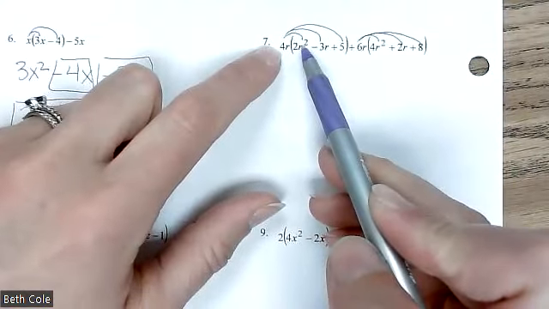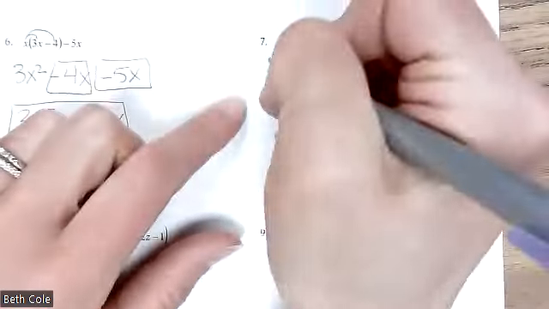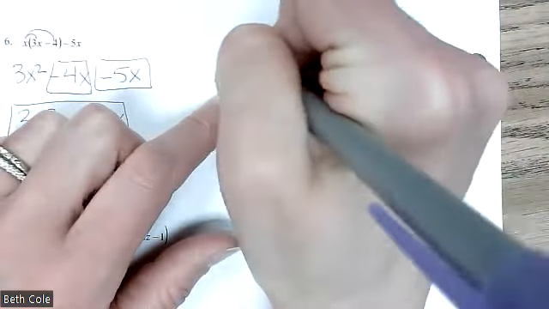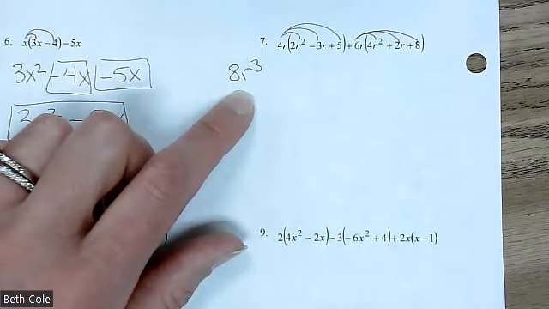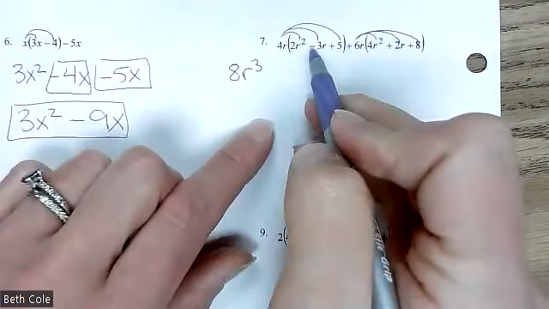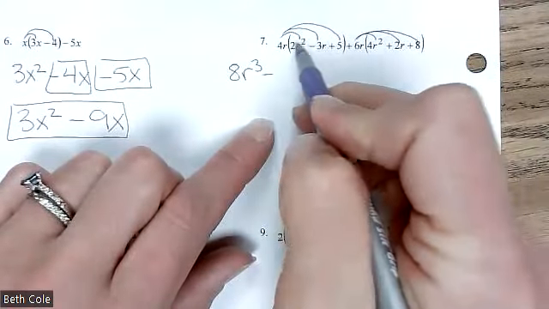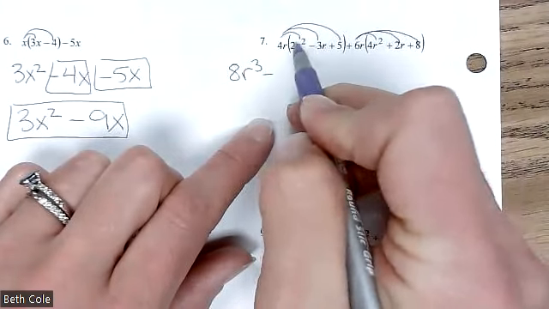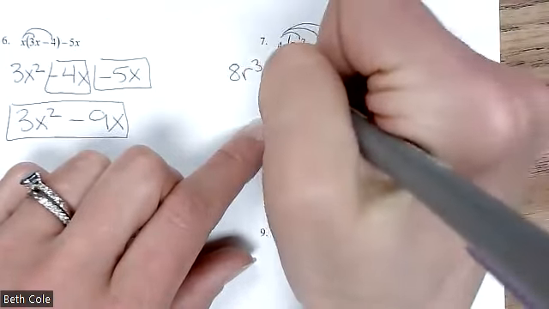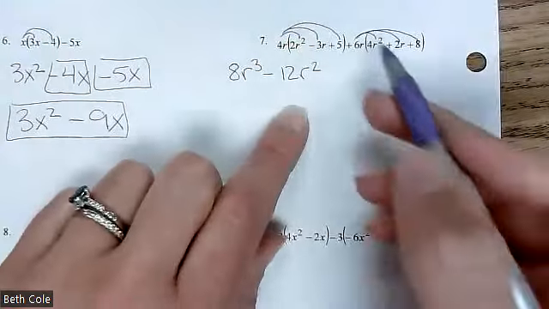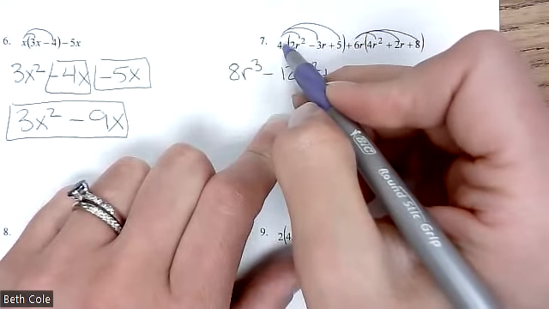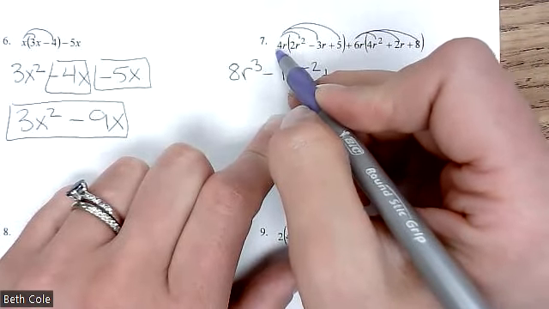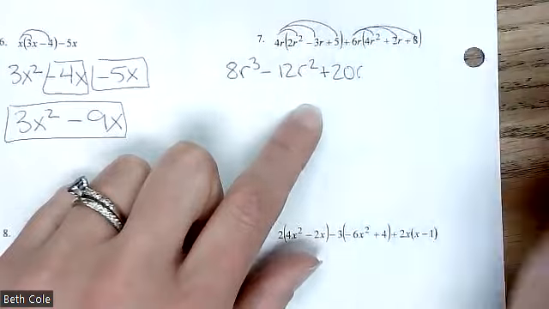When you distribute through here, 4 times 2, you have 8r to the third. Okay, see, this is where everyone starts to be like, yeah, I got it. And that's cool, but please slow down enough to make sure your answer's right, okay? Minus 12r to the second, good. And then plus, careful, you're multiplying, so it's 20r, good.